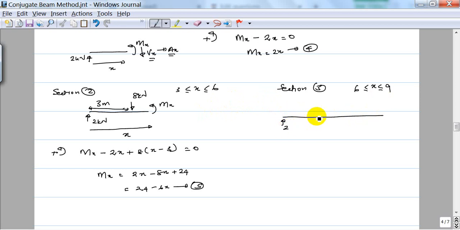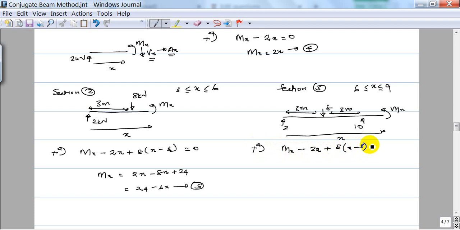So now in that section, if you consider that range, a typical section would look like this: 2, 8, and then you have 10. This is 3 meters, 3 meters. So here if I consider Mx, x is always from the left hand support, so plus Mx minus 2x plus 8 into x minus 3 and minus 10 into x minus 6 is 0.